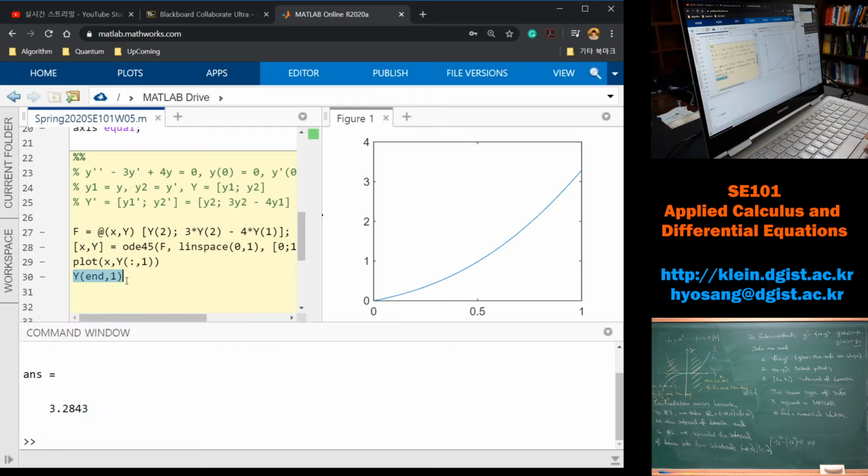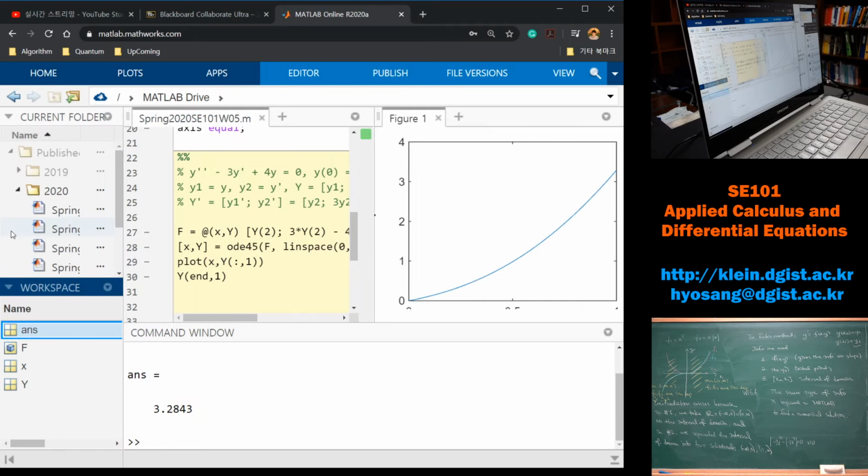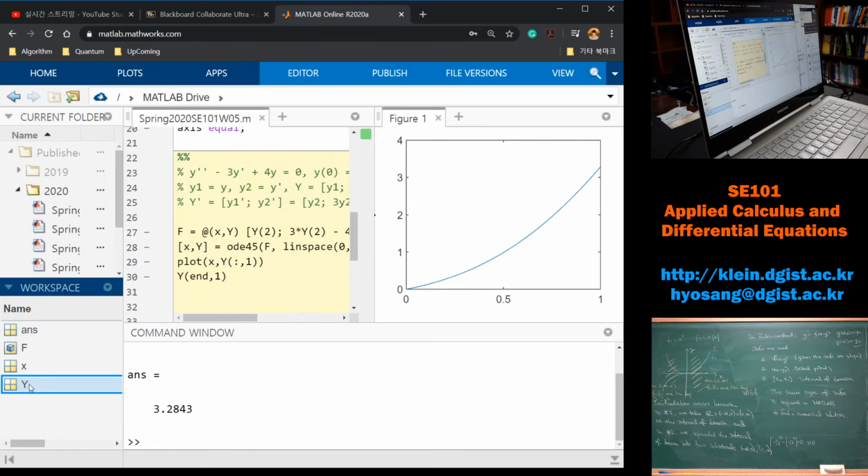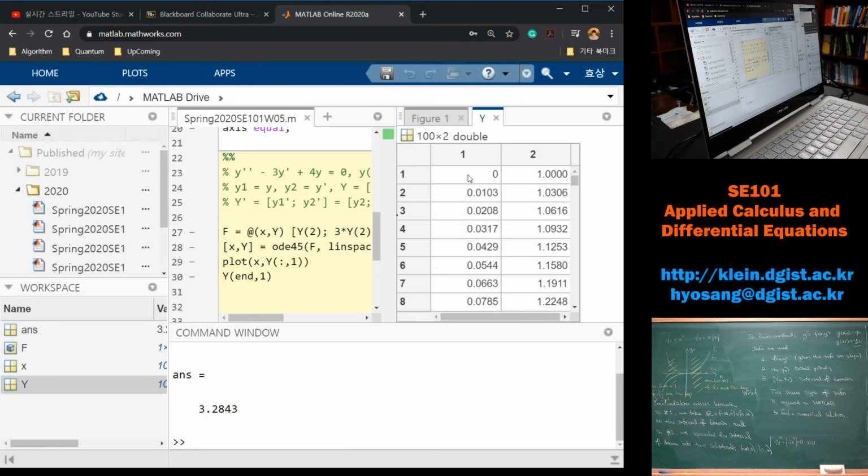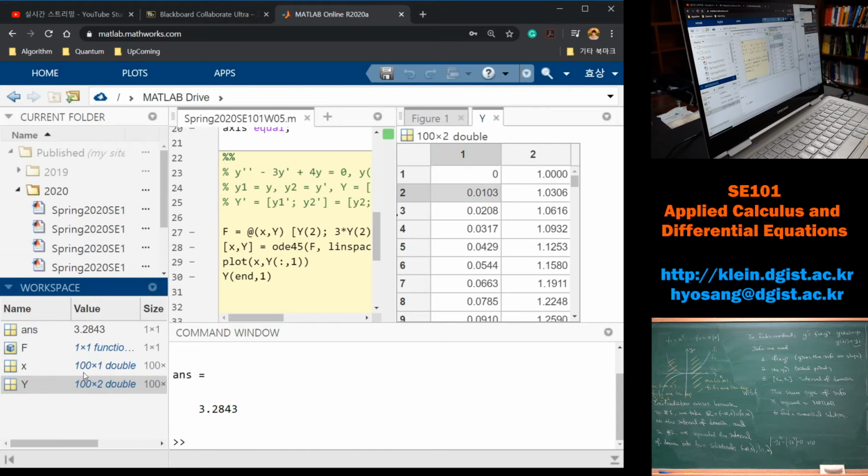So what I'm doing here by putting y parenthesis end comma 1 is, when you're looking at the workspace, y here, you see that y is now given as a 100 times 2 double matrix. And the 100 comes from the fact that I used the interval of domain from 0 to 1 divided into 100 values equally spaced.